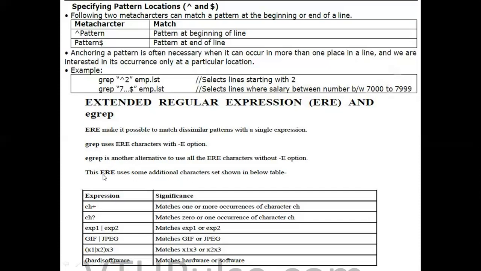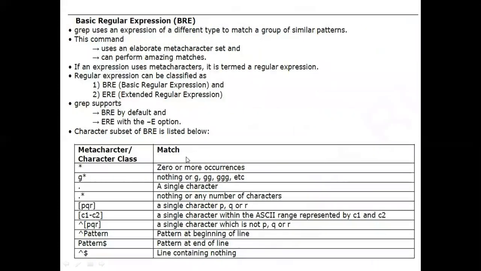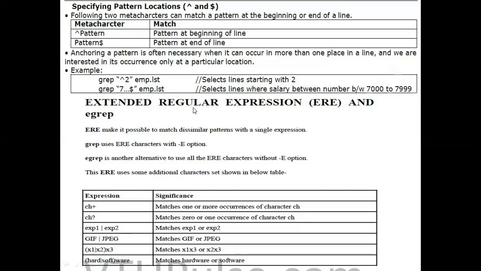This extended regular expression will use some additional characters along with the meta characters which we just saw with respect to basic regular expression. These additional characters are shown in the below table. As you can see here, the first expression is CH plus. This will match one or more occurrences of the character CH, one or more. CH question mark matches 0 or 1 occurrences of CH, 0 or 1.